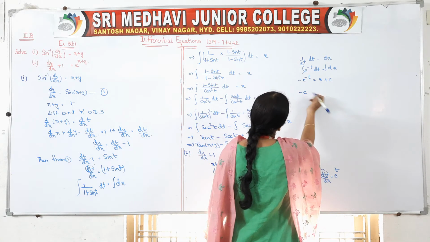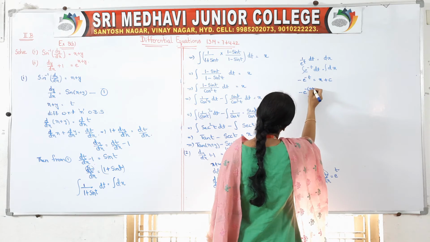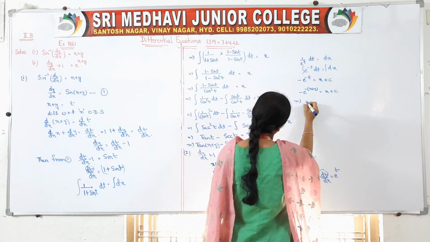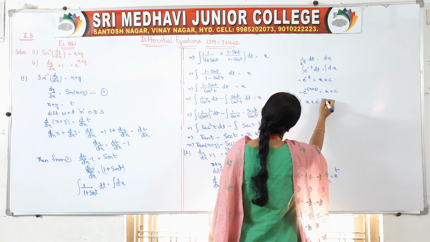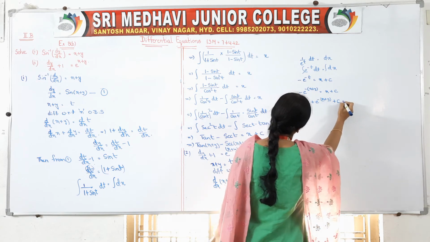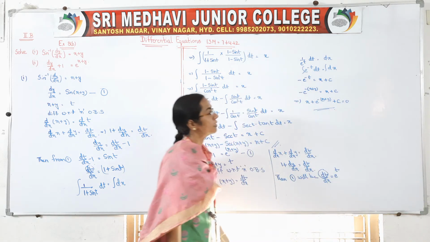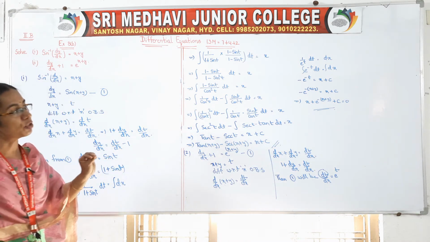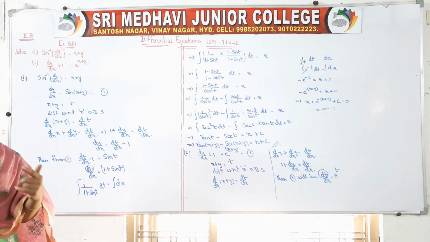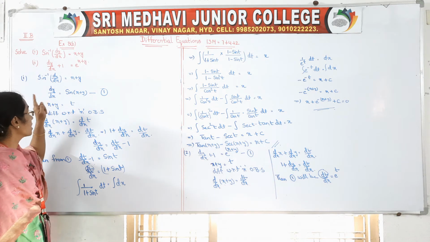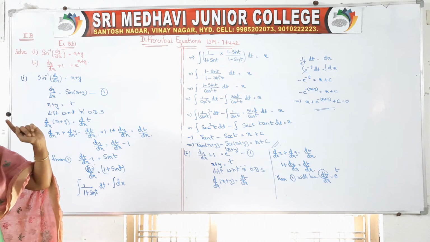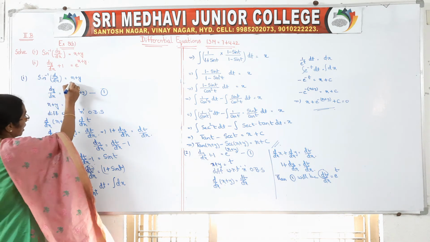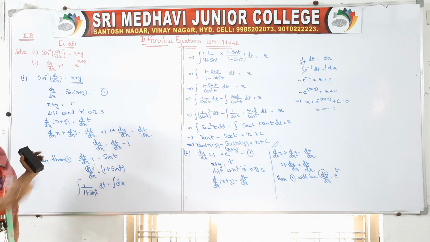So minus e to the power of minus t, where we have taken t as x plus y, is equal to x plus c. Or we can write this as x plus e to the power of minus of x plus y plus c is equal to 0, which is the answer of your problem. Okay, so in any question with e to the power of x plus y, tan of x plus y, or sine of x plus y, we have to take x plus y as t.